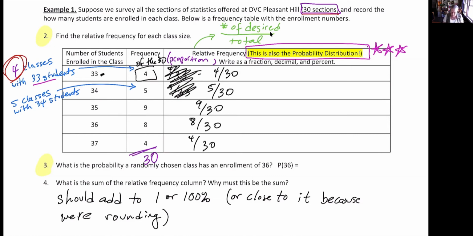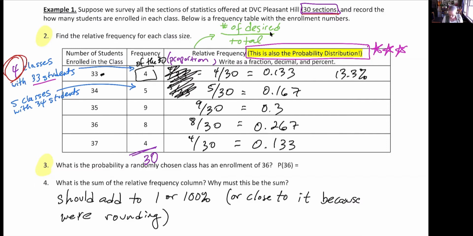That's a fraction, but when we're talking about probability, remember, we really want it as a decimal. In statistics, the answer is always a decimal, but we think in terms of percentages. But in order to get the decimal, we need the fraction. So this is 0.133, 0.167, 0.3, 0.267, and 0.133. Remember, your default is always going to be 3 decimal places. And it's 3 decimal places because then when we turn it into a percentage, we can get a little more detail than just 13%. We can say 13.3%.